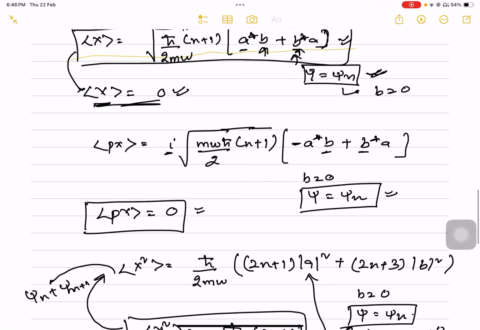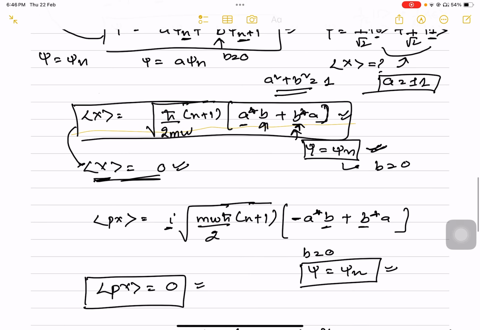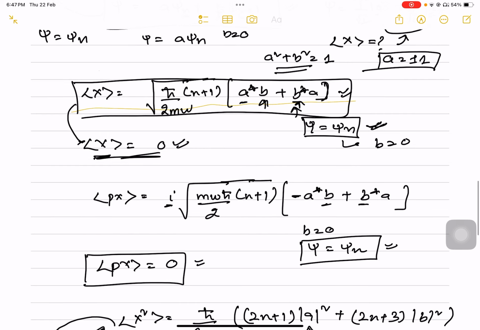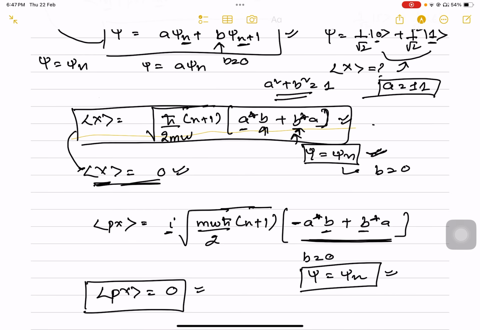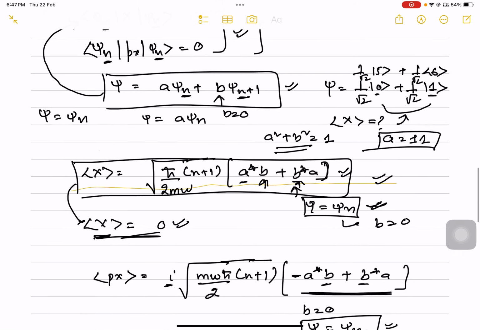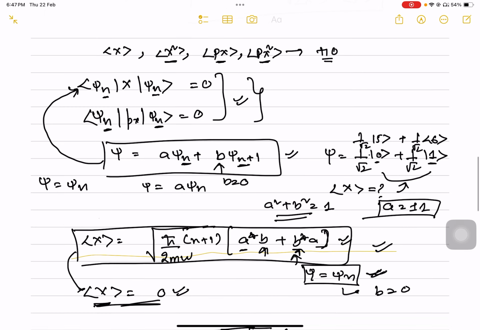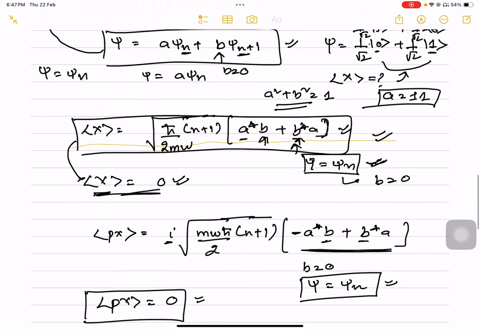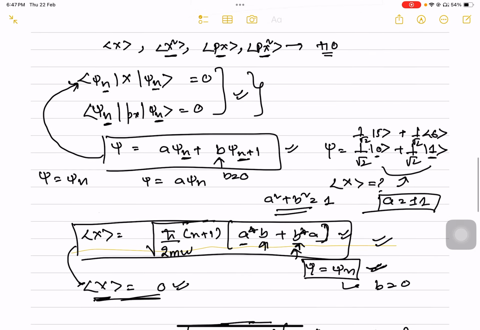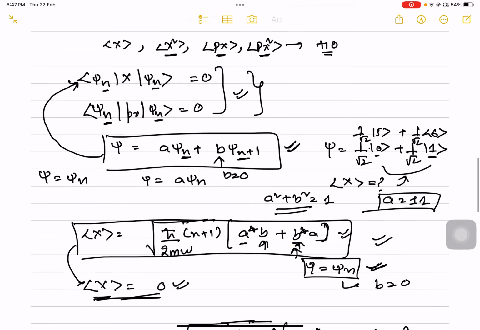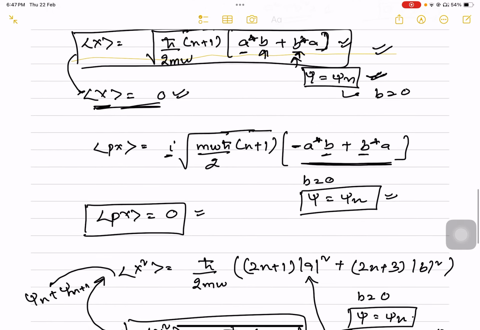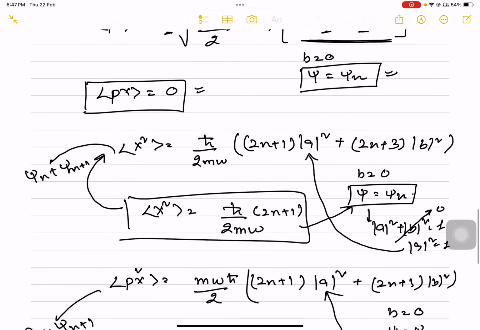The next video I will release after some time. You will come to know what the minimum average of px and the minimum average of x will be, and what values of a and b will be required to give minimum and maximum values of the average of x and px over this state. You need not go through the whole derivation; just keep this in mind.